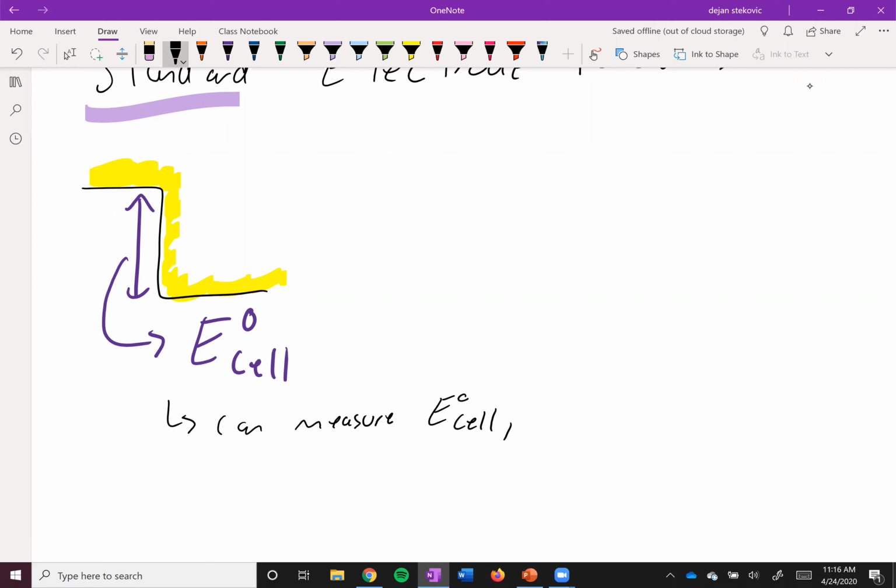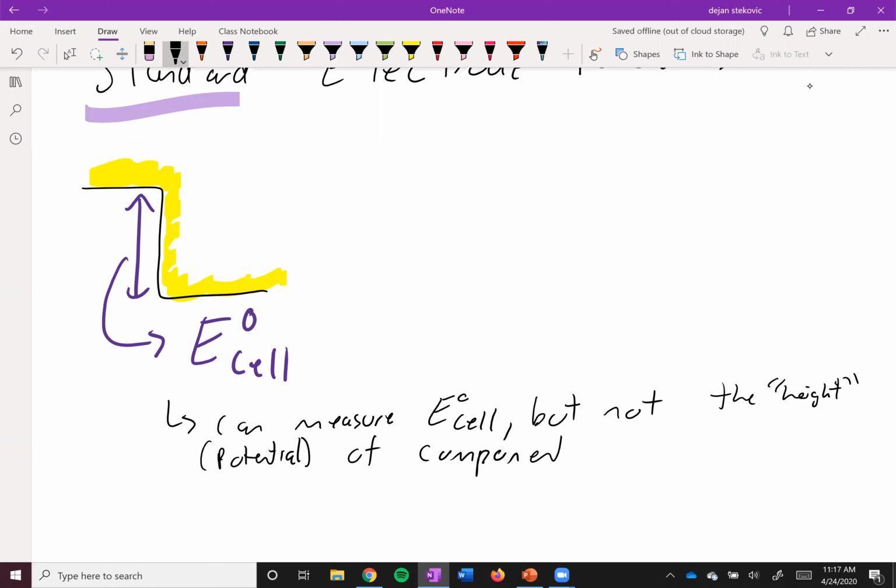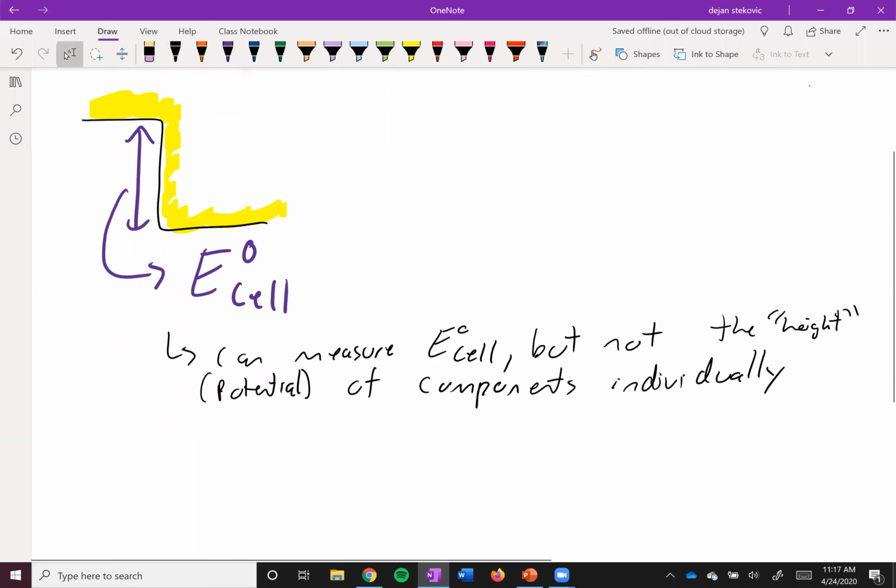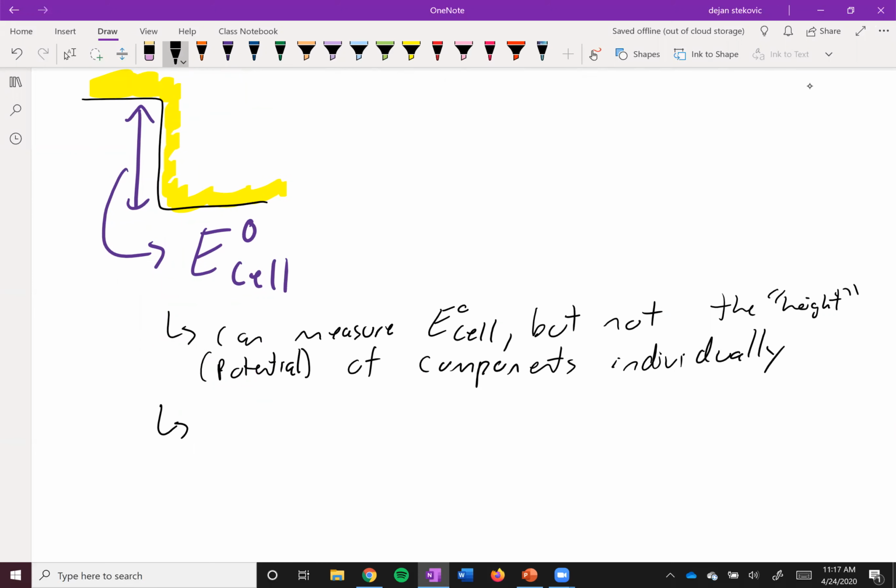But we can't measure the individual heights. We can't say, oh, this individual piece has a potential of 0. You can't do that. We can't measure the potential of the components individually. We can only measure them when we put them together in a cell. And so if we want to compare values, we have to set an arbitrary 0.